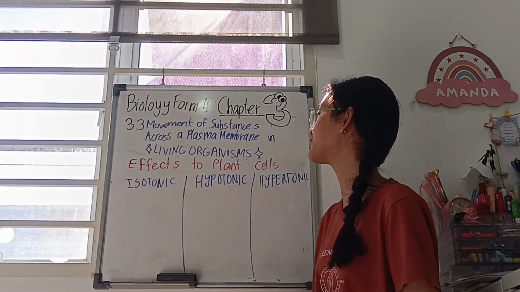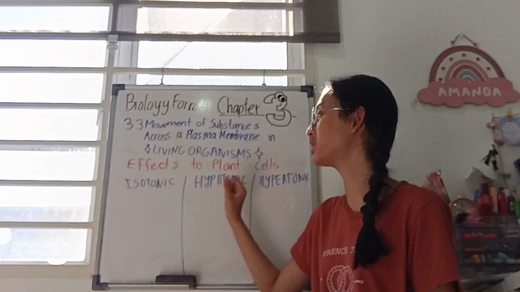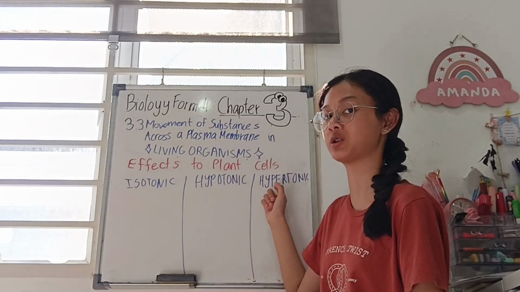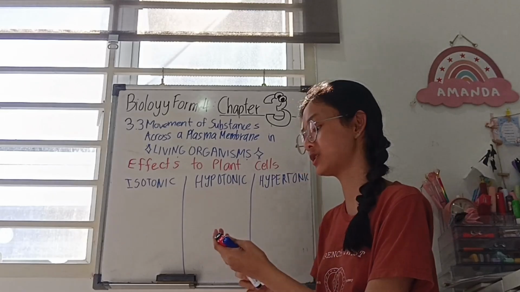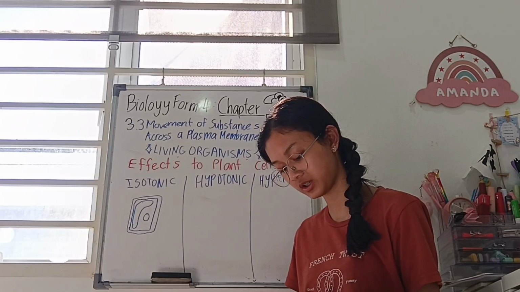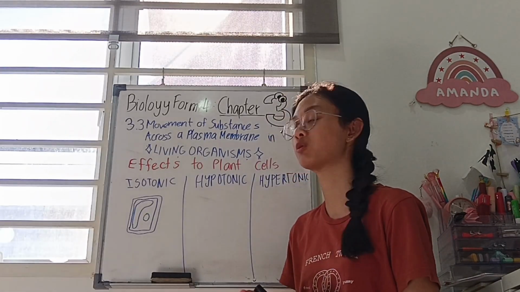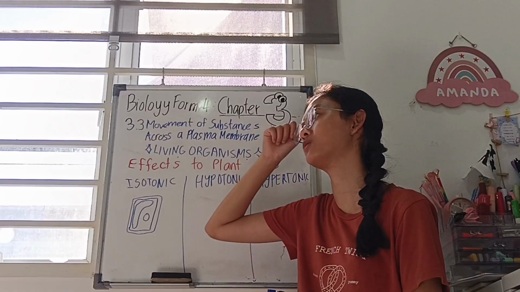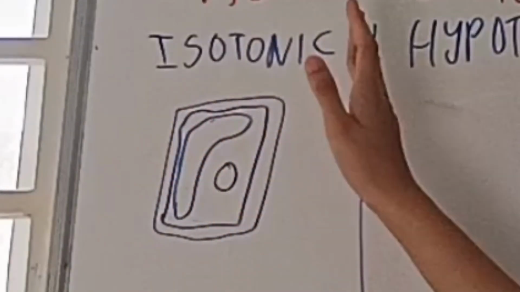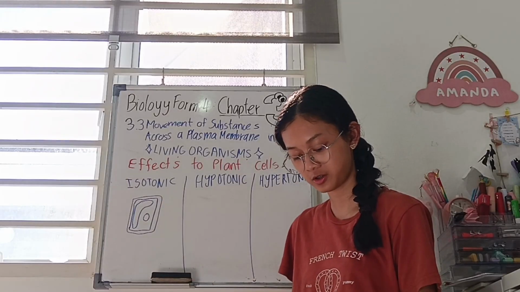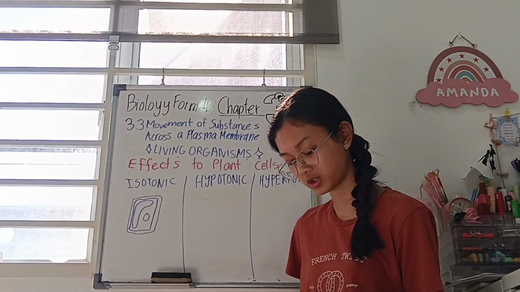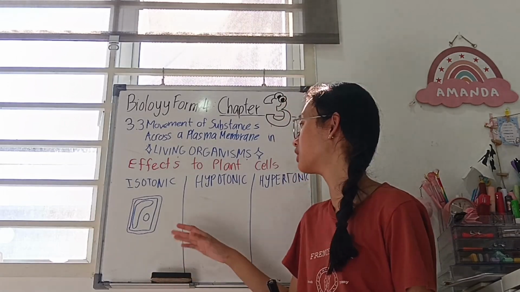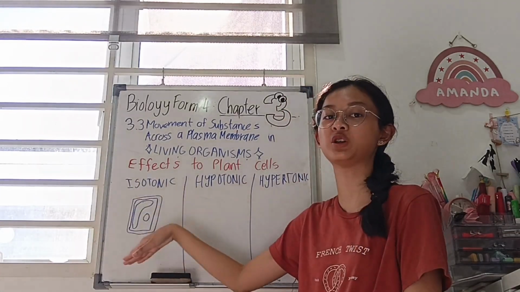Now we will go into the effects on plant cells when they go into a solution that is isotonic, hypotonic, and hypertonic. So for isotonic, basically the water potential will be the same. The concentration inside and outside the cell will be the same. So like just now, the water diffusion in and out of the cell will obviously be the same. Okay? So it will be normal.